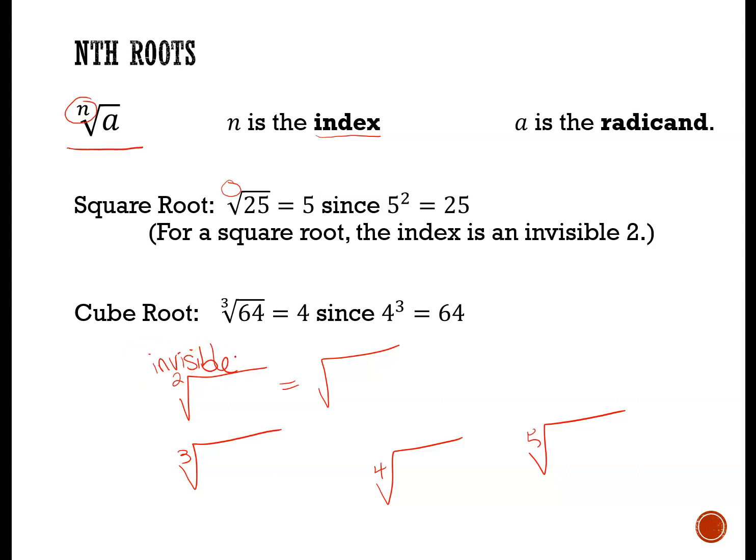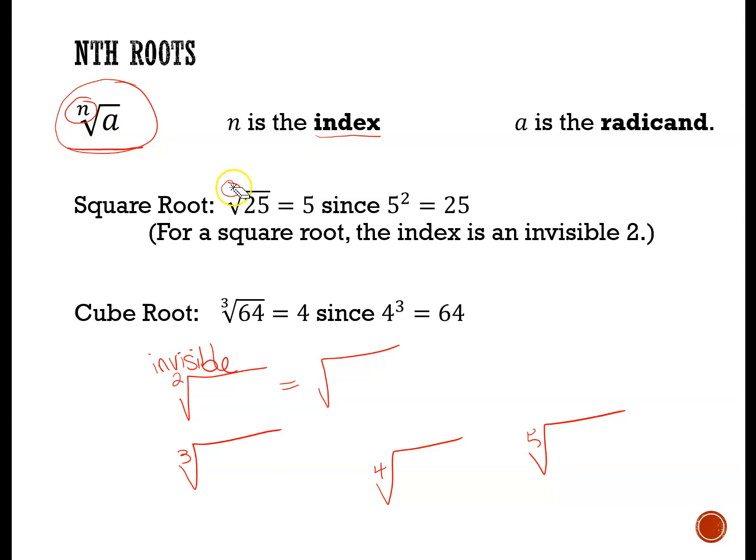So this is the way we write a root in general. The nth root of a is how we would say this notation right here. A, as we've already studied, is called the radicand. Whatever's underneath that radical symbol is the radicand.